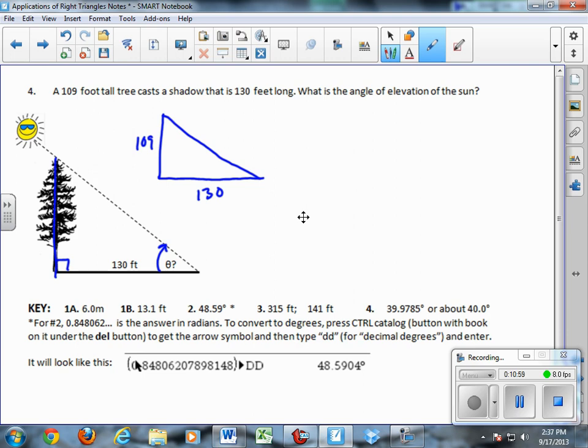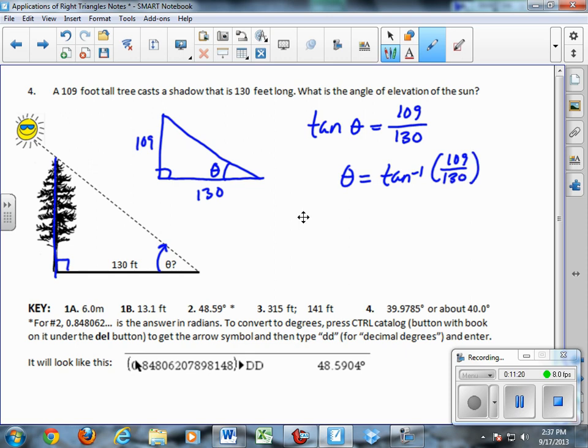Once again, we would relate this using tangent. Tangent of theta is equal to 109 divided by 130. But in this case, now I want to find what theta is. So theta is inverse tangent of 109 over 130. And then you just calculate that, making sure you are in degree mode.